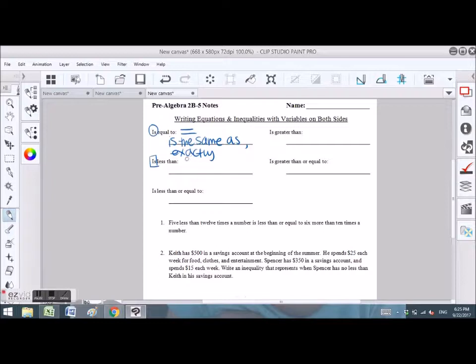The next one is less than. Remember, you must see the word "is" because if not, we're talking about subtraction. Review your notes from last week if you've forgotten. So the less than sign, and other phrases you might see: fewer than, is under, and is below.